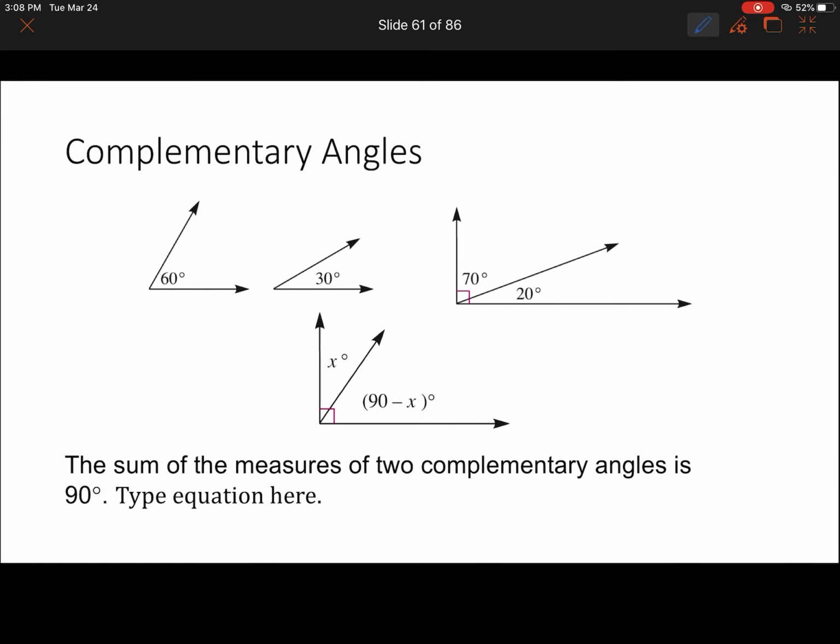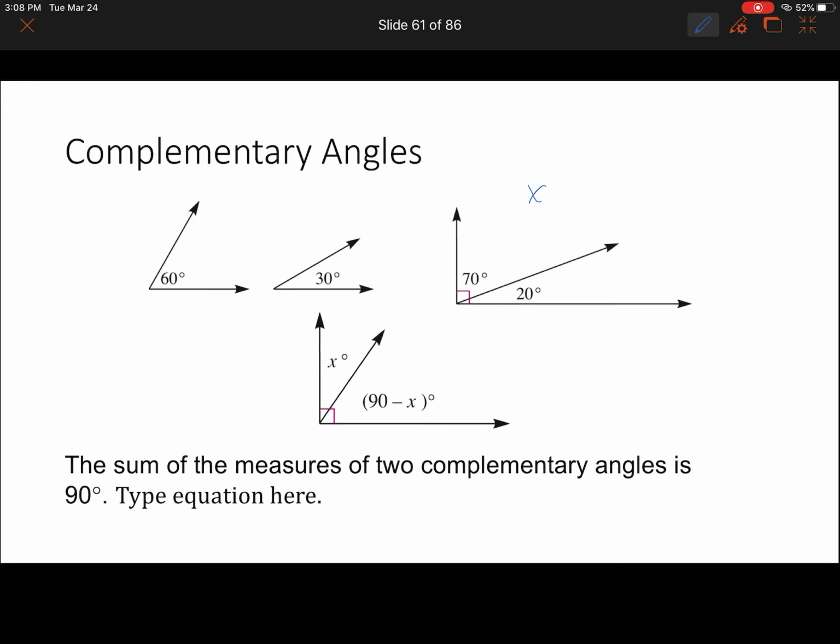The next type of angle that we're going to talk about is what we call complementary. These are angles that add to be 90 degrees. And so again, they could be adjacent or they could not be adjacent. You see the example of the 60 degree angle and 30 degree angle that add to give 90.